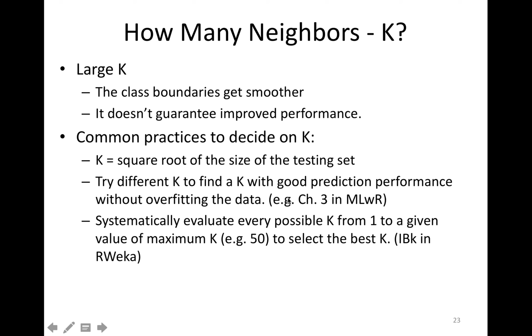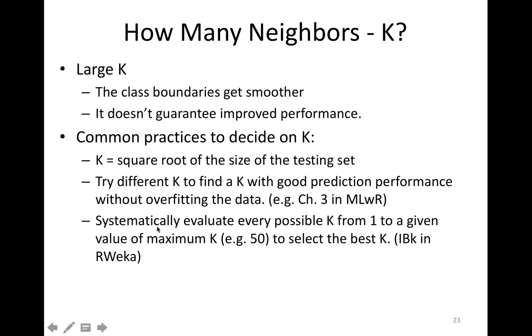The other one, which chapter 3 in Machine Learning with R also advocates, and most data scientists advocate, is that you really should set k to different values and make a comparison, based on how accurate the predictions are, and whether you avoid too much of an overfitting issue, so that the good performance can still generalize to various testing sets. So this we definitely can try.